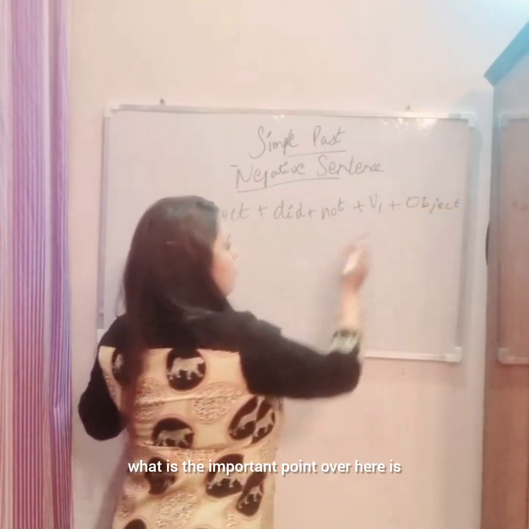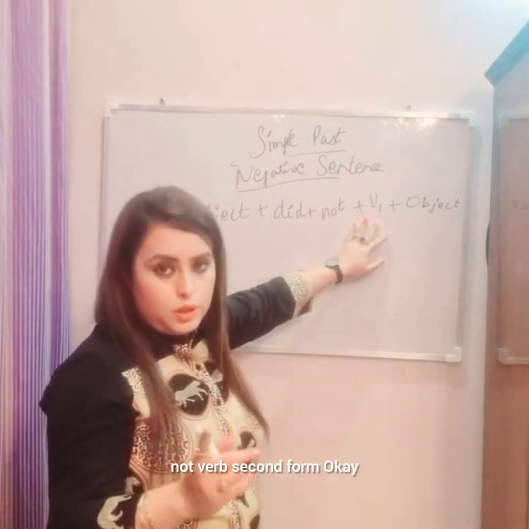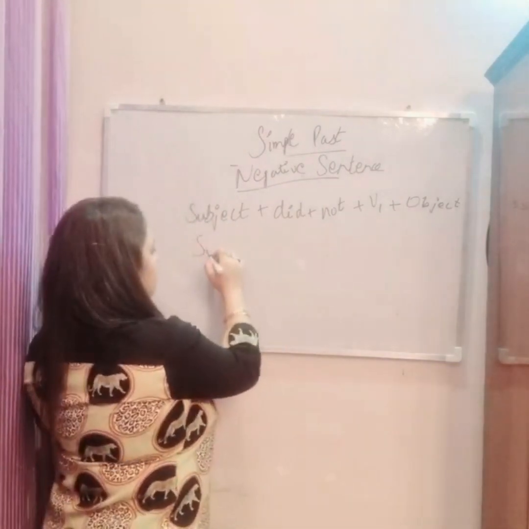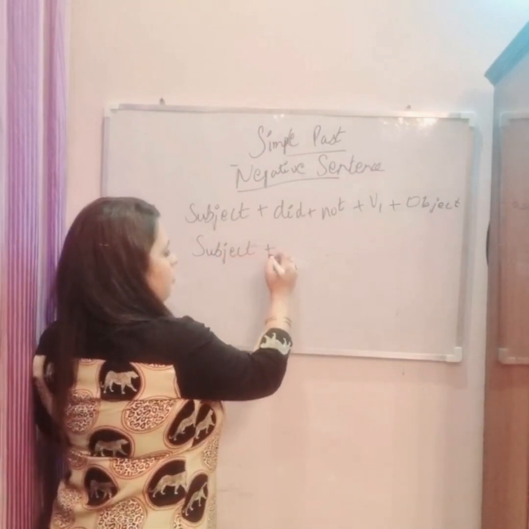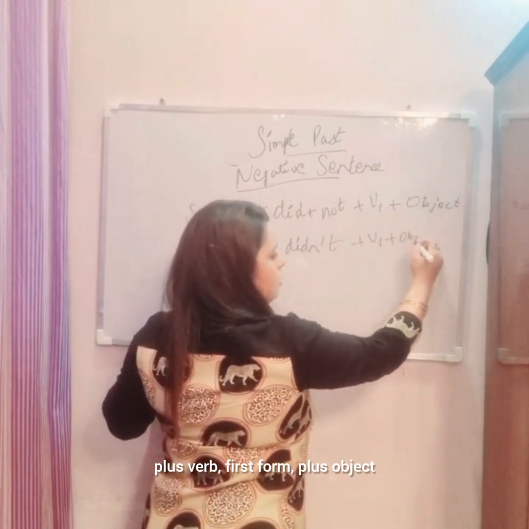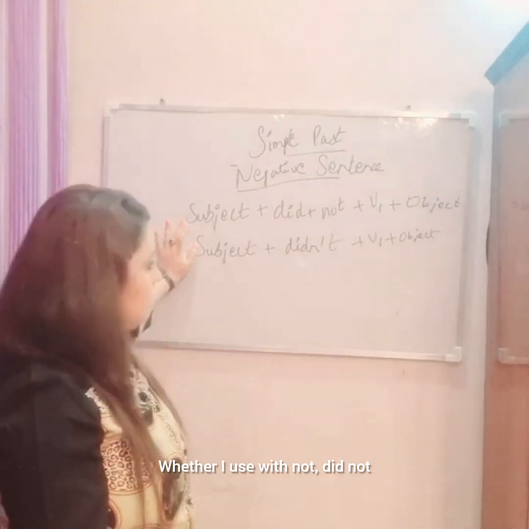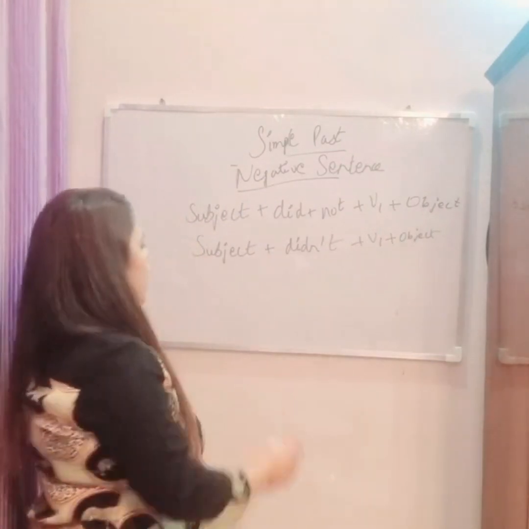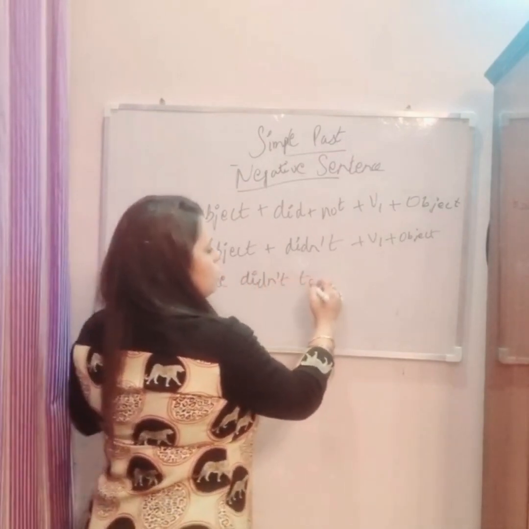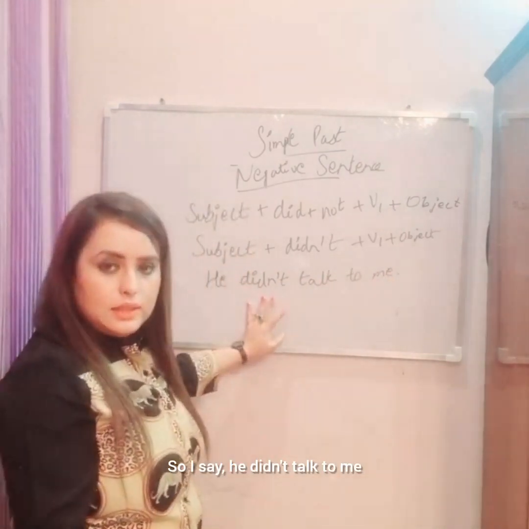So the important point over here is that did not is followed by verb first form, not verb second form. Also, I can write this in the contraction form. For example, subject plus didn't plus verb first form plus object. So both mean the same, whether I use did not or I say didn't. For example, he didn't talk to me.